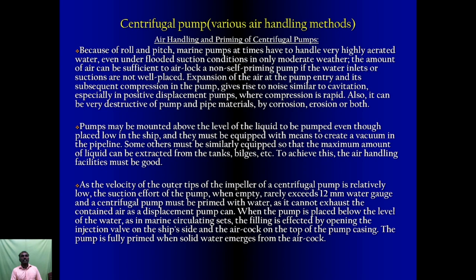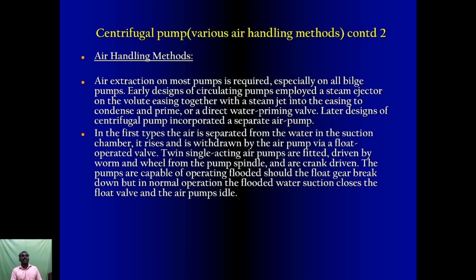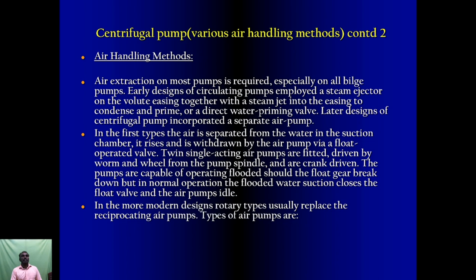When the pump is placed below the level of the water, as in marine circulating sets, the filling is effected by opening the injection valve on the ship's side and the air cock on the top of the pump casing. The pump is fully primed when solid water emerges from the air cock. Air handling, air extraction, is required at most pumps, especially in all bilge pumps. The early design of circulating pumps employed a steam ejector on the volute casing, together with a steam jet into the casing to condense and prime, or a direct water priming.